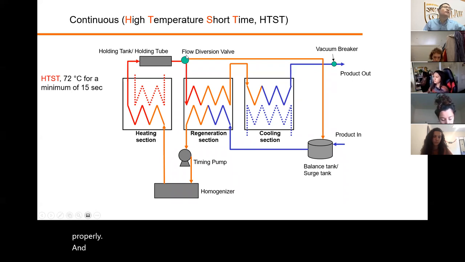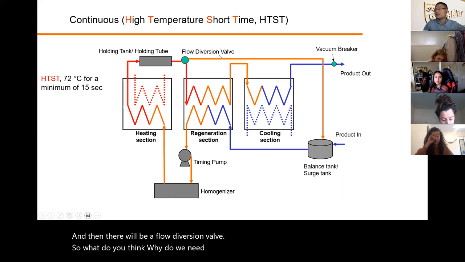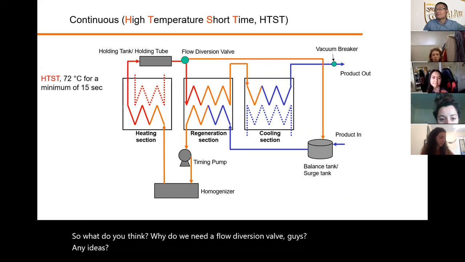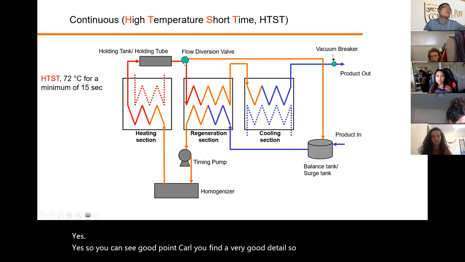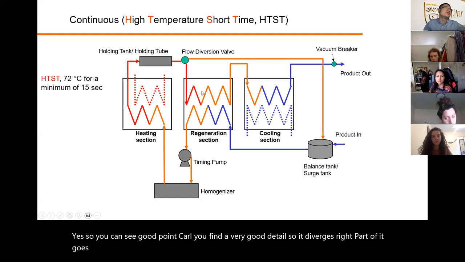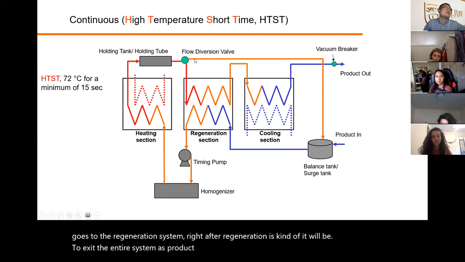And then there is a flow diversion valve. What do you think, why do we need a flow diversion valve, guys? Any ideas? Well, it looks like it can go two ways to get back to the timing pump. Yes, good point, Kyle. You found a very good detail. It diverges, right? Part of it goes to the regeneration system, and after regeneration, it exits the entire system as product out. But in the other direction, it goes all the way back to the balance tank.